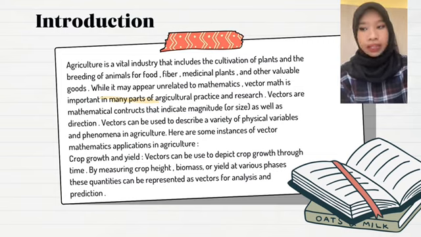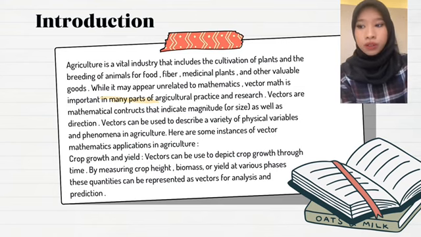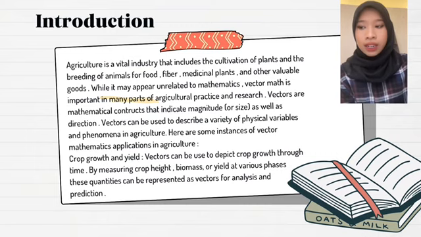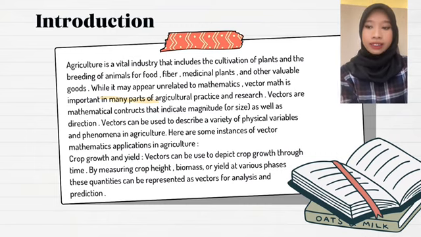Crop growth and yield. Vectors can be used to define crop growth rate over time by measuring crop height, dry mass, or yield at various phases. These quantities can be presented as vectors for analysis and prediction.